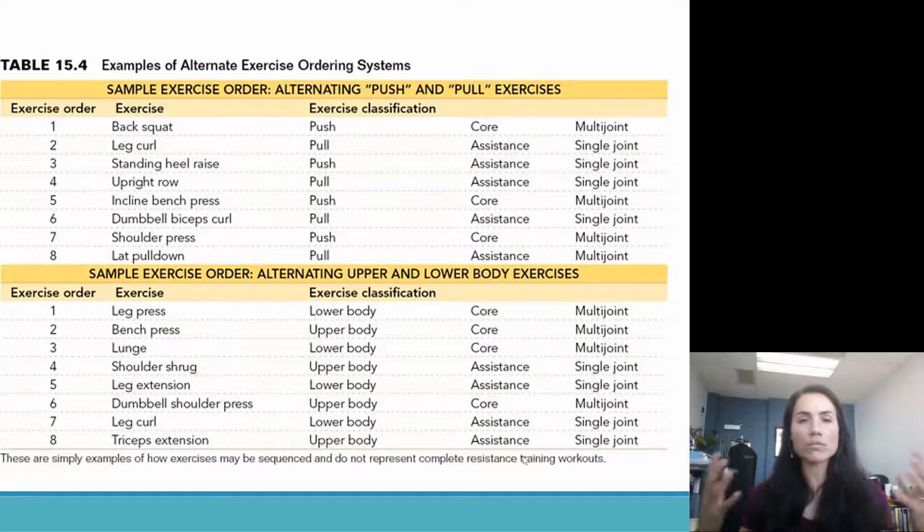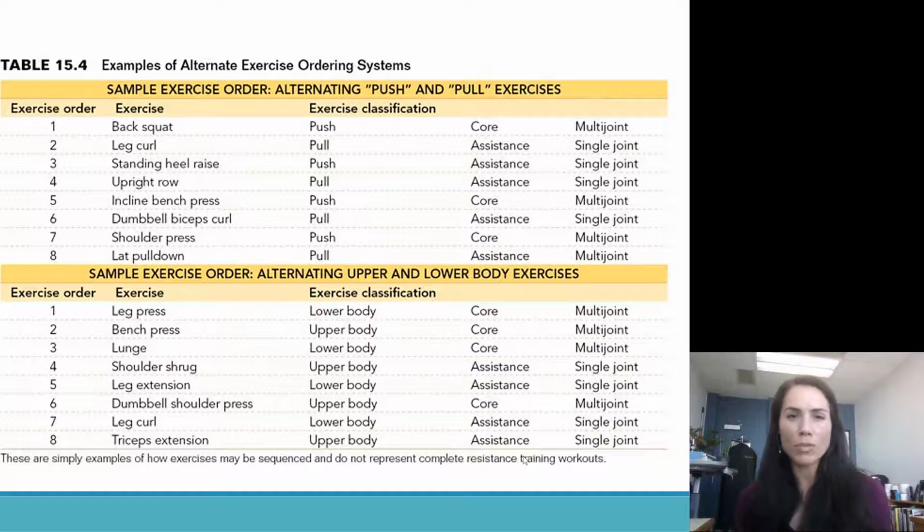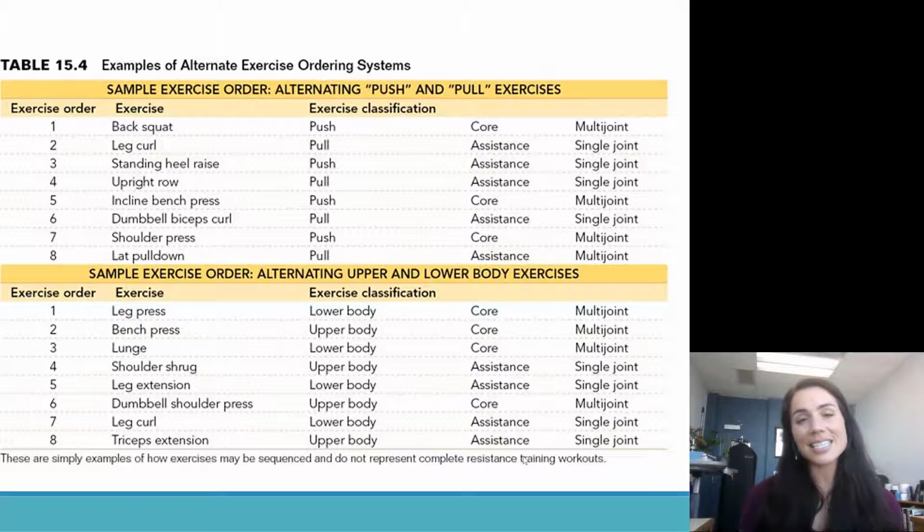It's working major muscle groups, large multi-joint exercise. A leg curl is working those smaller muscle groups, and it's a single joint exercise. So what you tend to see is that core exercises are typically aligned with multi-joint, and assistant exercises are typically aligned with single joint. An example where that doesn't align is number 8, where you see a lat pulldown. Okay, that is an assistant exercise, but it's still multi-joint.